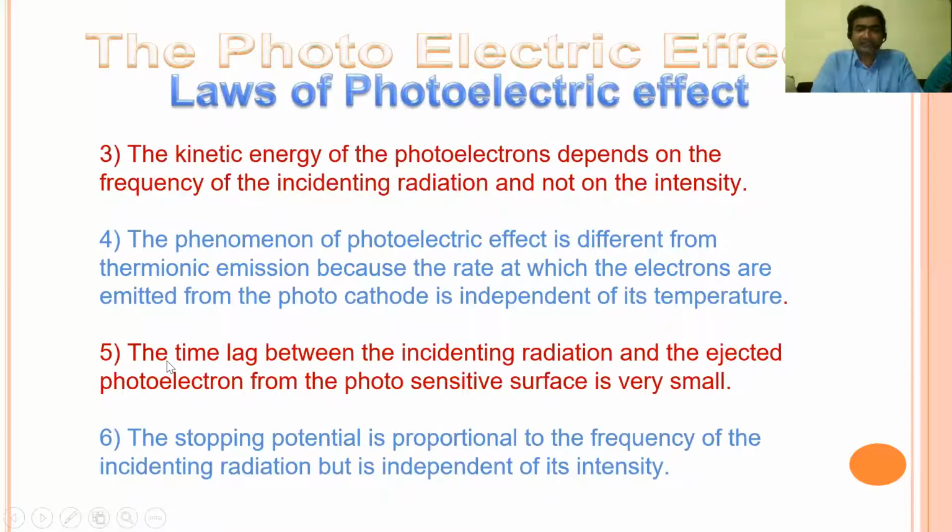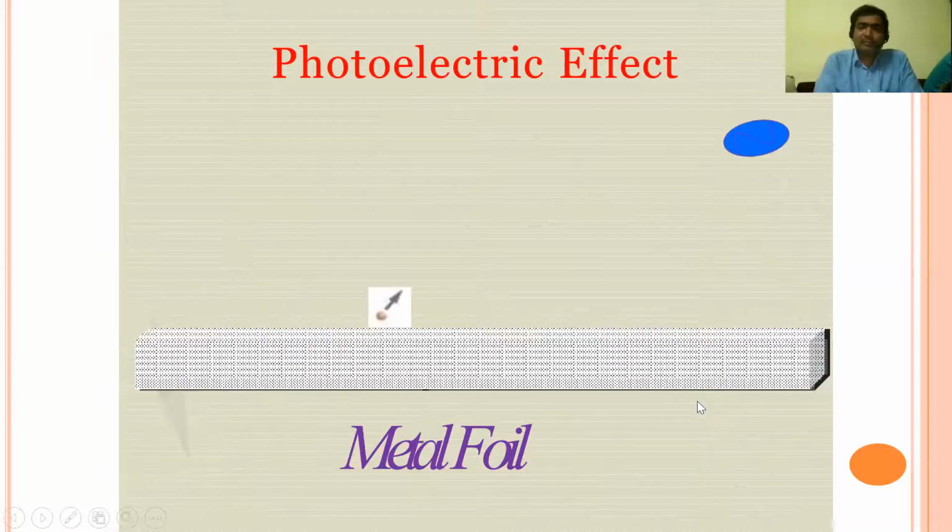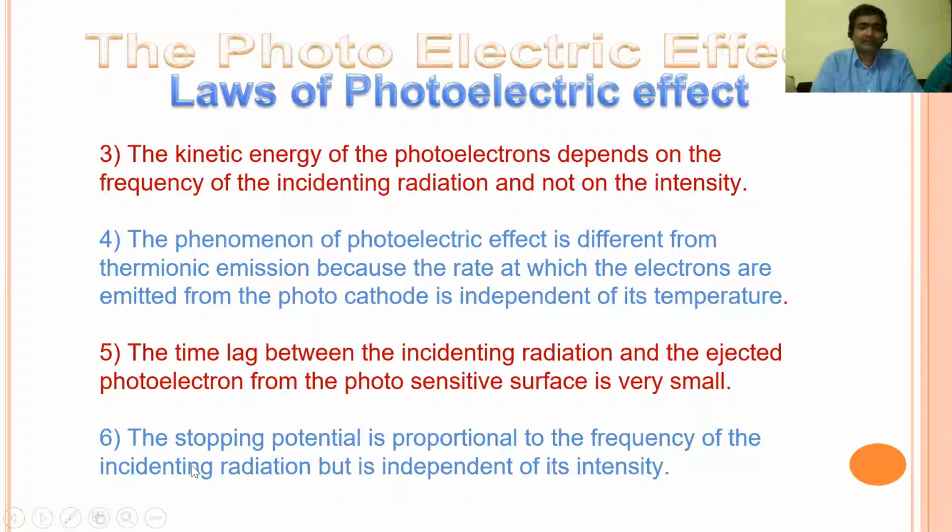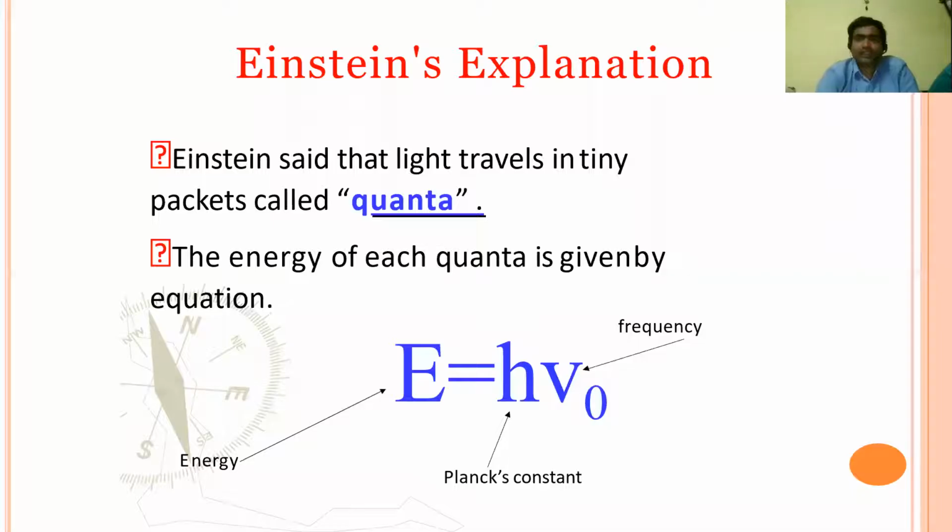The law number 5: the time lag between the incident radiation and the ejected photoelectron from the photosensitive surface is very small. Almost it is an instantaneous process. When light is incident on this metal foil, instantaneously the electrons get emitted. Almost the time is 10 to the power of minus 8 seconds. It's very small. The stopping potential is proportional to the frequency of the incident radiation, but it is independent of its intensity. Let us see Einstein's photoelectric equation.